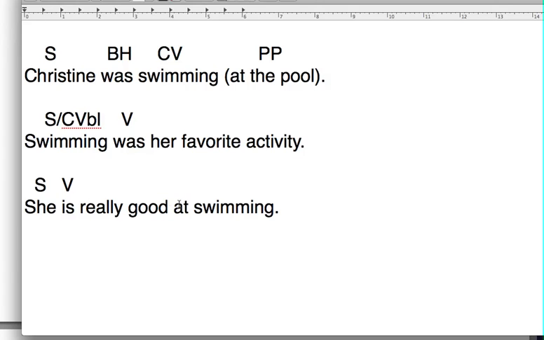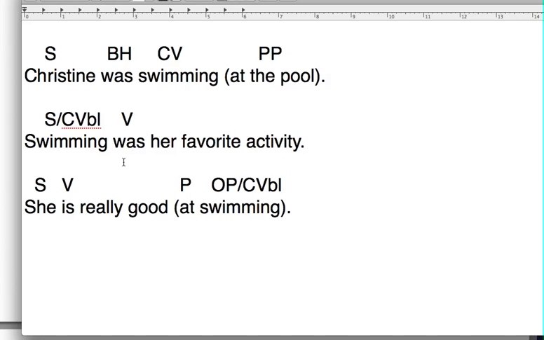And then at swimming: at, remember, is one of those preposition words. So our preposition is at, P. And then at what? At swimming. That's our OP. And so in this case, the OP is also a CVBL. I'm going to use lowercase bl here.